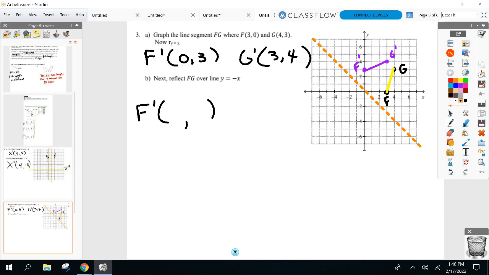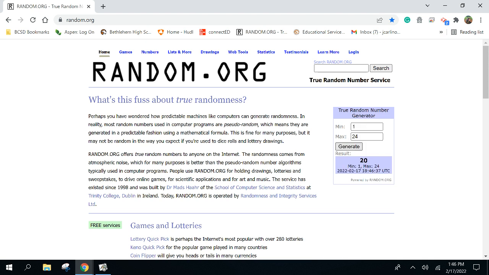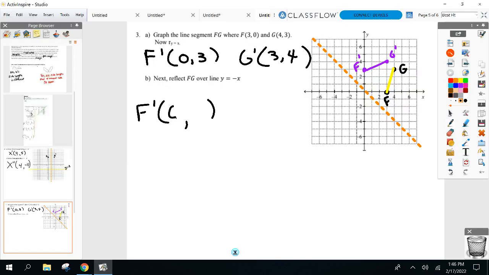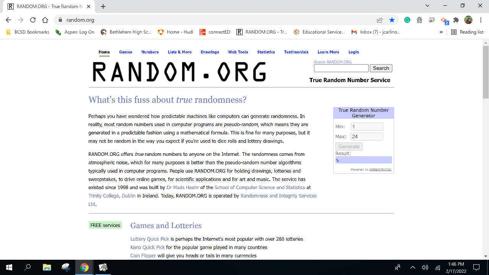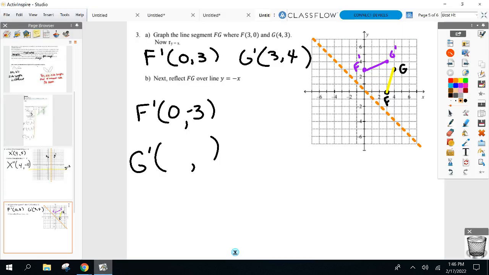So 3, 0 would become what? Swap them, change the sign. 3, 0 will become 0, negative 3. Yep. And G will become negative 3, negative 4. And I promise you, those are the only two rules I'm going to have you remember: y equals x and y equals negative x.